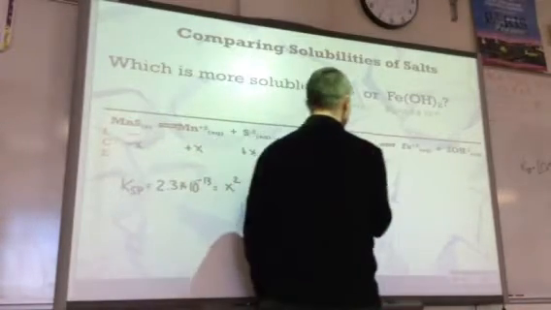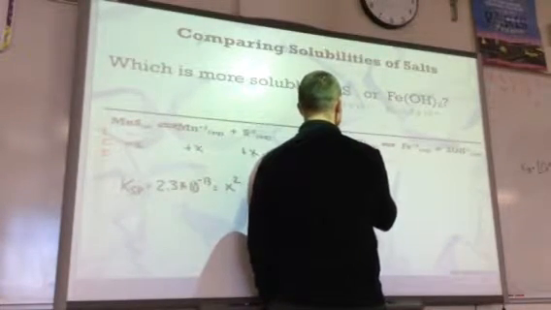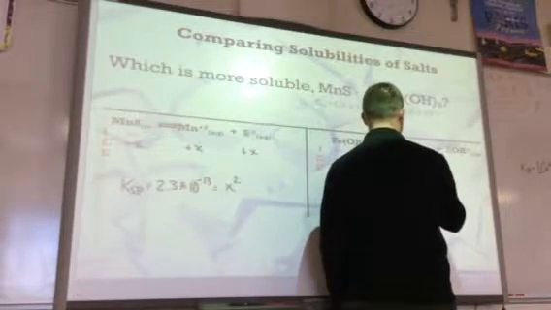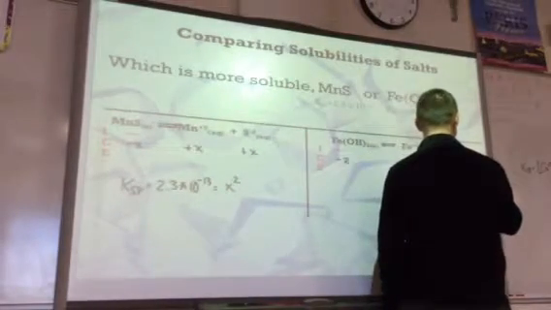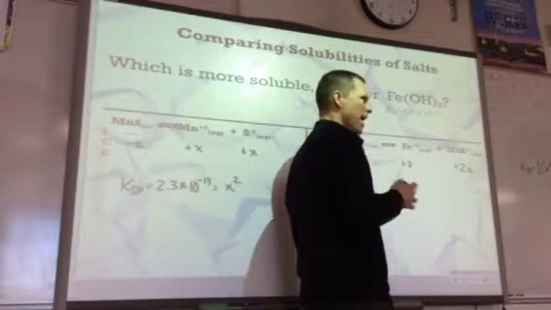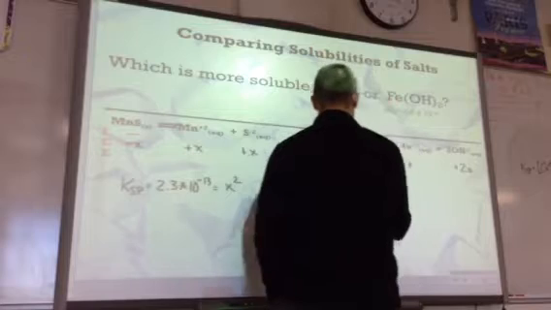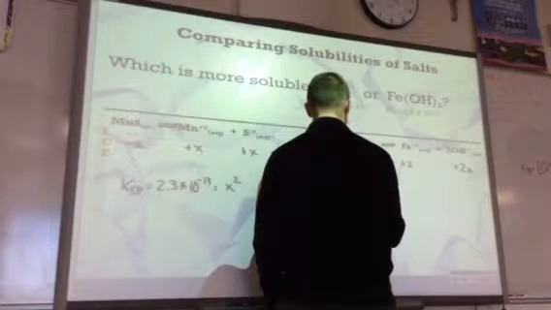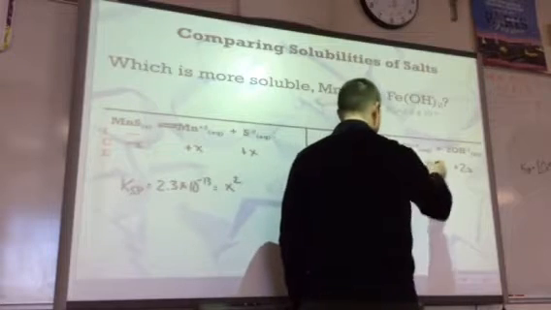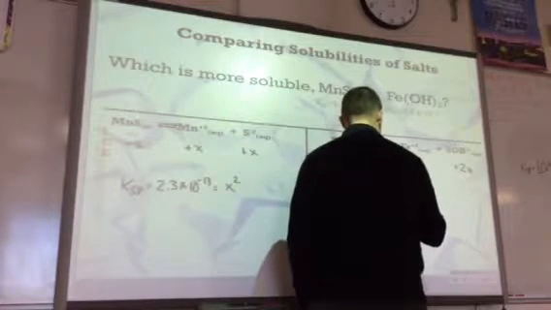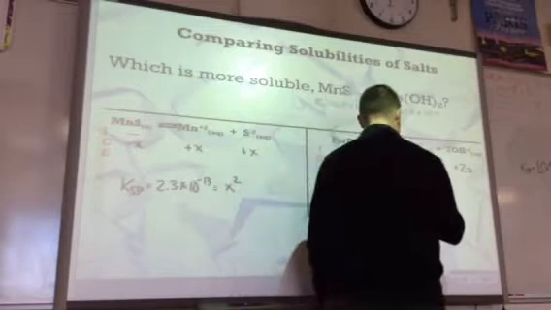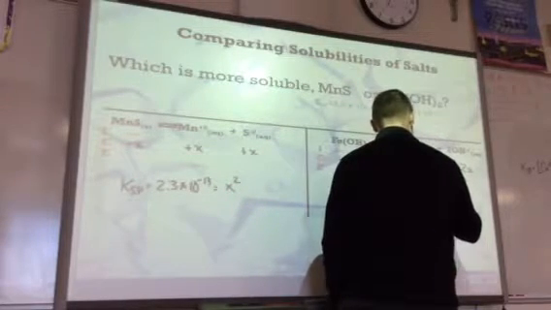Over here, this is going to go down and dissolve by some amount Z. This is going to go up by Z. This is going to go up by 2Z. Does it matter? Oh yeah, it matters. Because when we do the K expression on this one, KSP equals Z times 2Z squared, which is 4Z cubed.